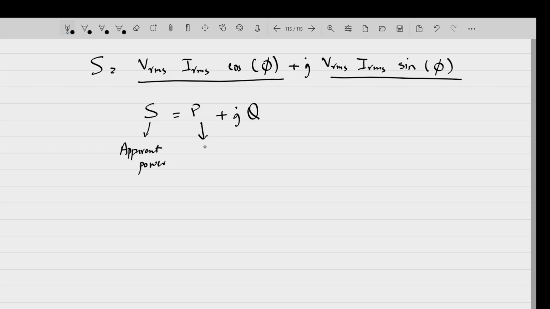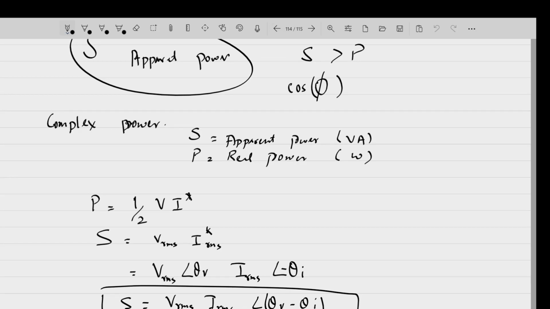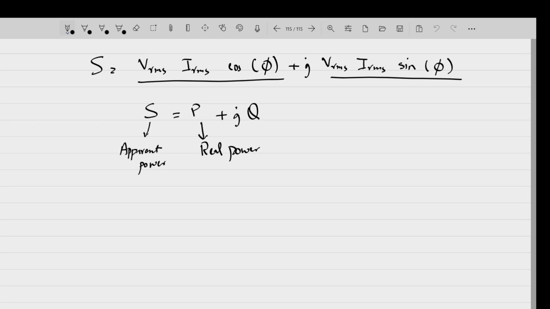Its real part is the real power, which we found earlier. S is the apparent power, P is the real power, plus jQ, where Q is the reactive power. Fine. So we can also plot this on the complex plane.